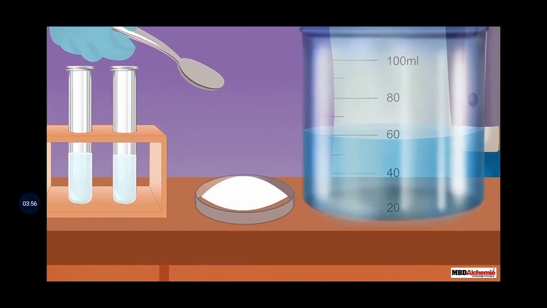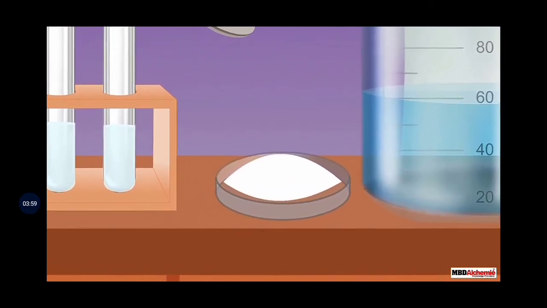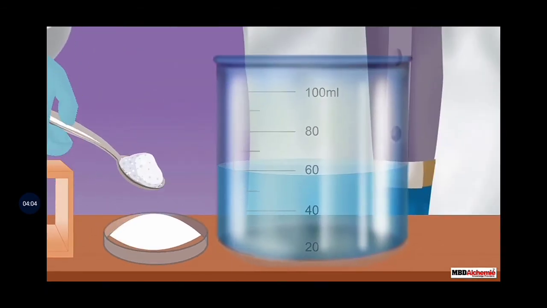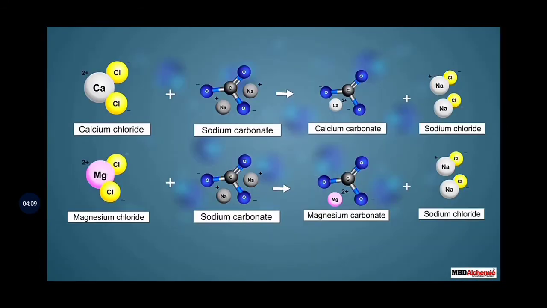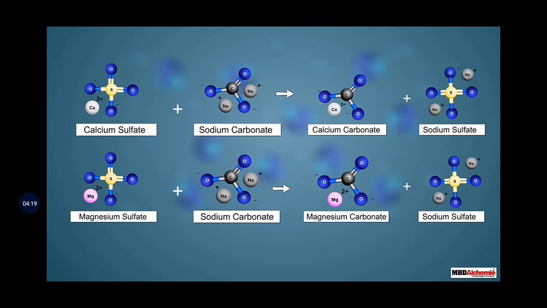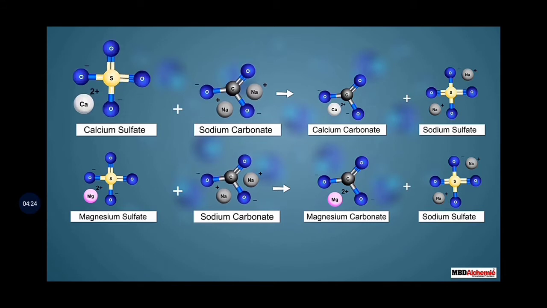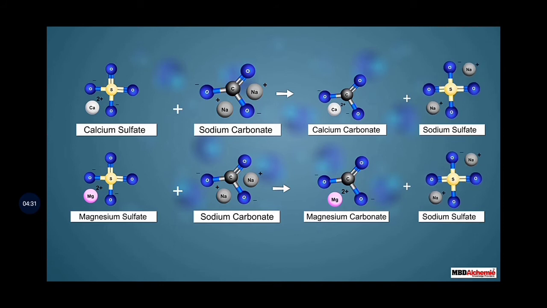Let us first learn how permanent hardness of water is removed by treating the water with washing soda. When washing soda, which is chemically sodium carbonate, is added to hard water, it combines with the chloride salts of calcium and magnesium present in the water to form their corresponding carbonate salts along with sodium chloride. At the same time, washing soda also combines with the sulfate salts of calcium and magnesium to form their corresponding carbonate salts, but this time along with sodium sulfate.